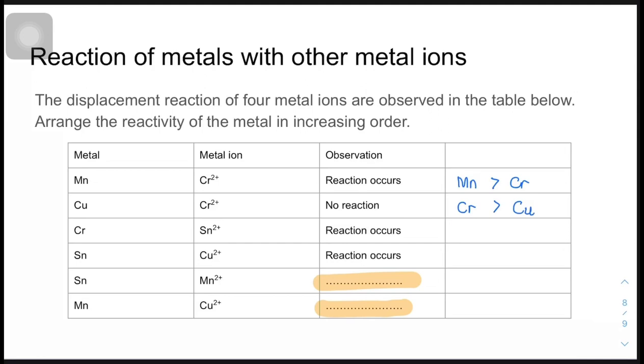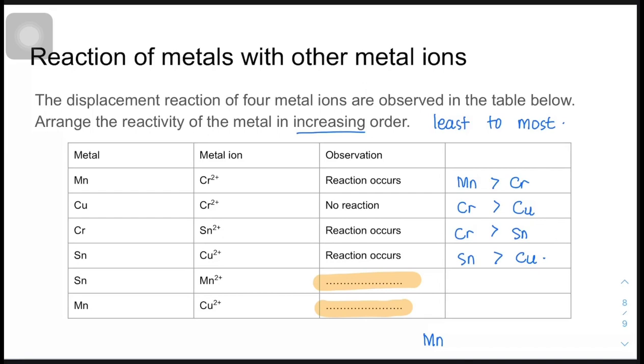From the third reaction, third and fourth reaction also occurs. We know that Cr is more reactive than Sn. Sn is more reactive than Cu. So we can write it as increasing order. So from least to most.